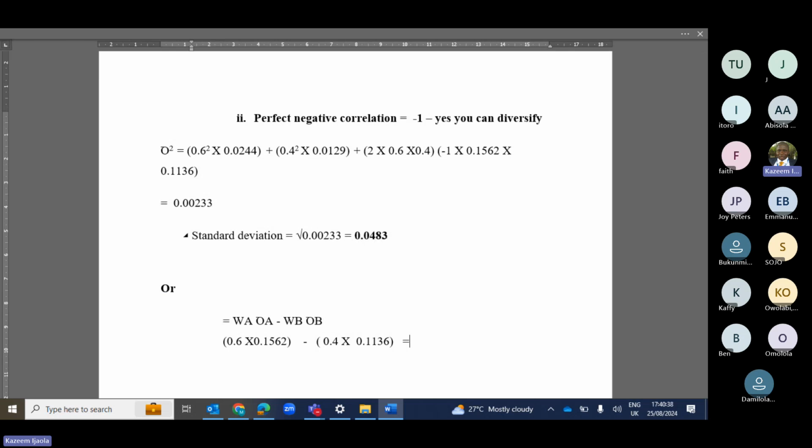Who is doing it for me, please? 0.6 times 0.1562 minus 0.4 times 0.1136. So I got the same thing, 0.0483.